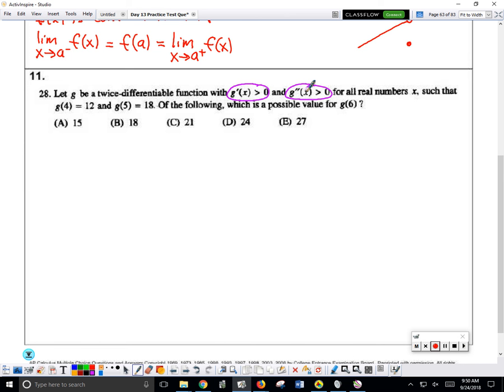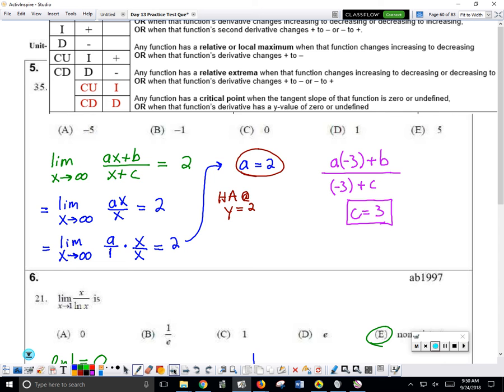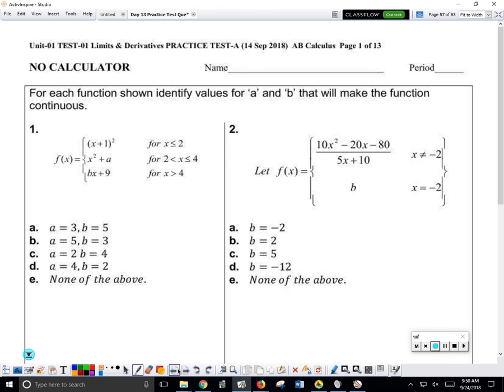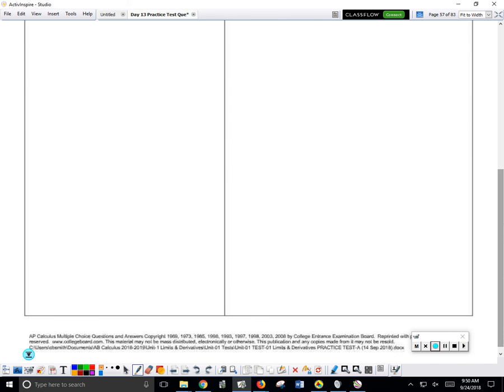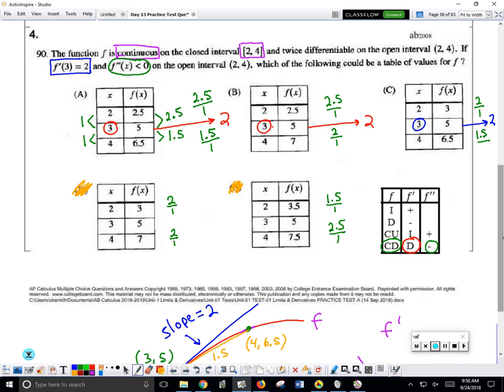So I want to put on the board Danica's chart real quick. Let's go find a copy of it. There we go.